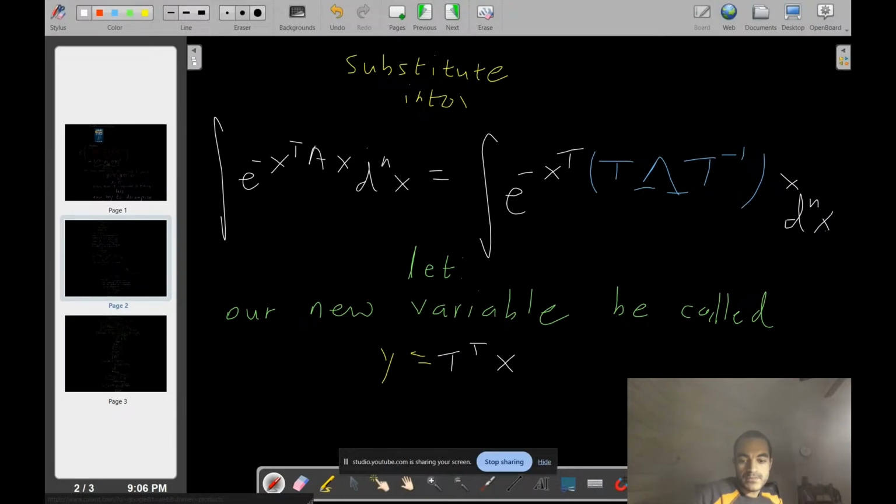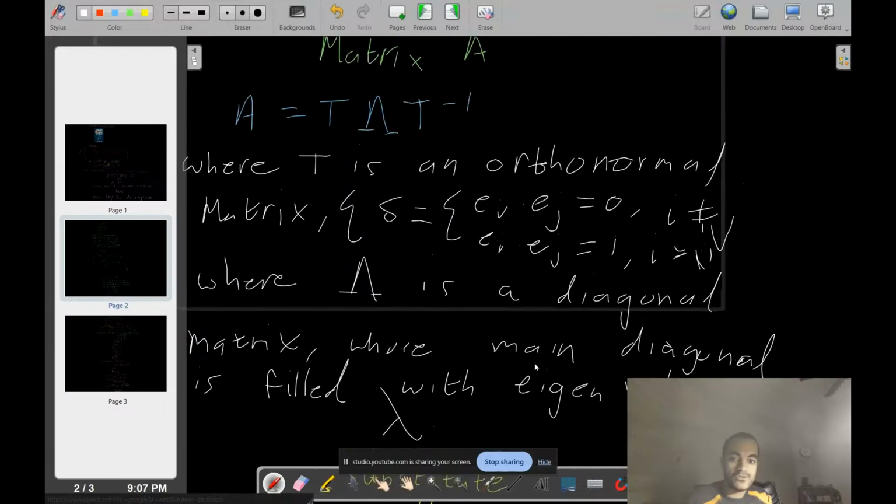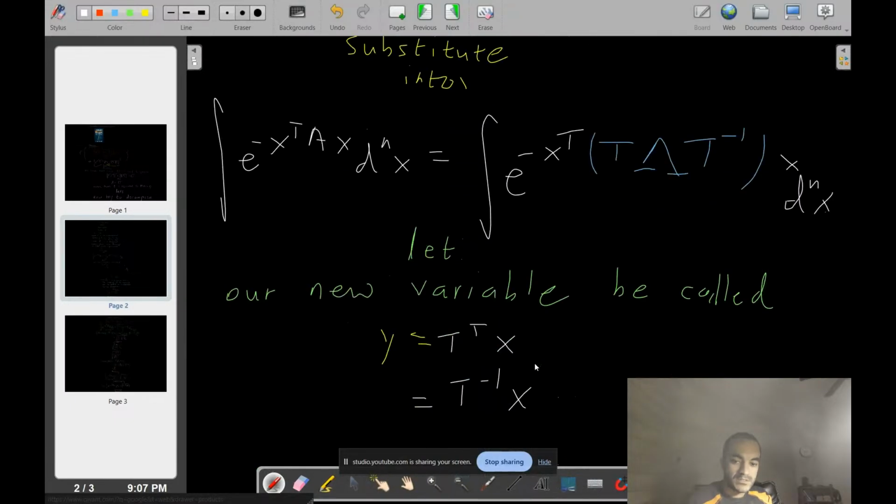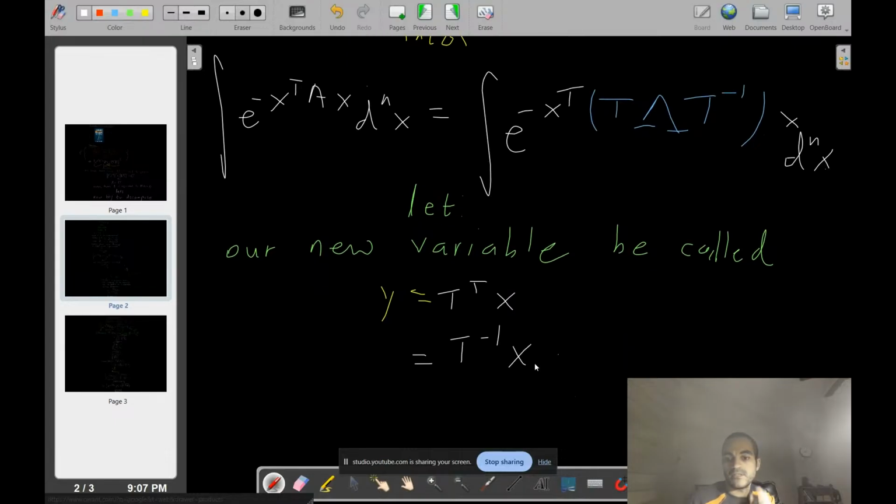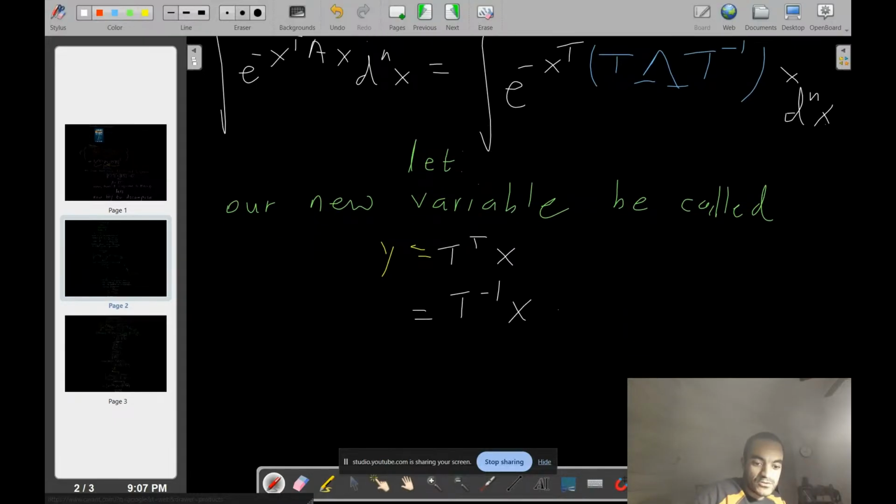And the reason why is because T transpose x, we know that is equal to T inverse x. Why is that the case? Why is T inverse x equal to T transpose x? Because, as we said earlier, our matrix is symmetric, so T inverse is equal to T transpose. Now I'm going to substitute that information.